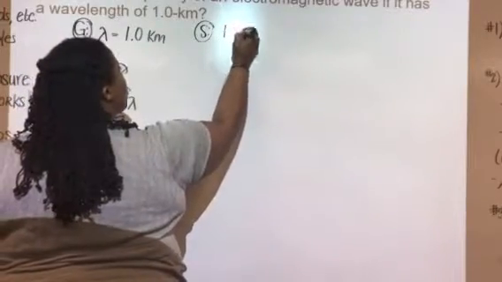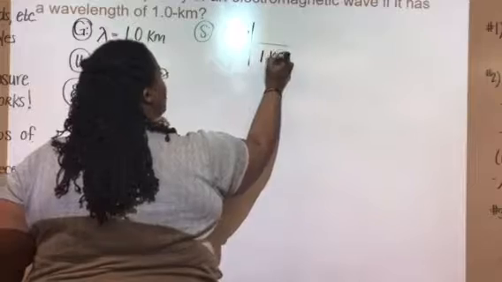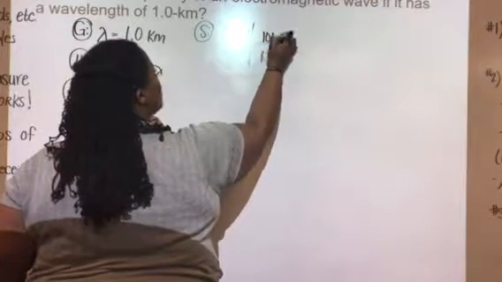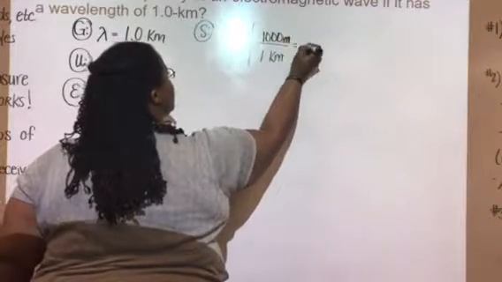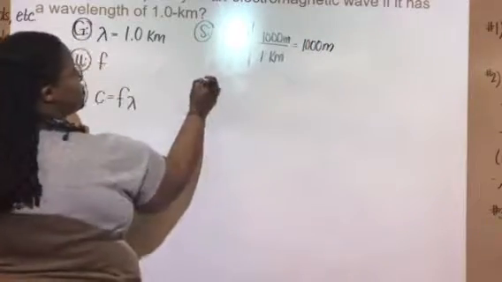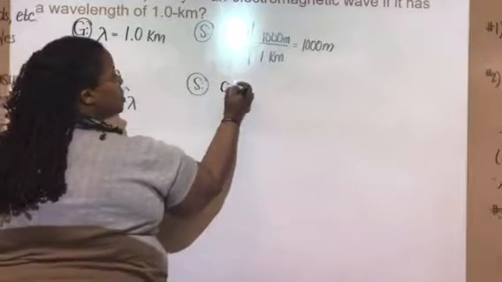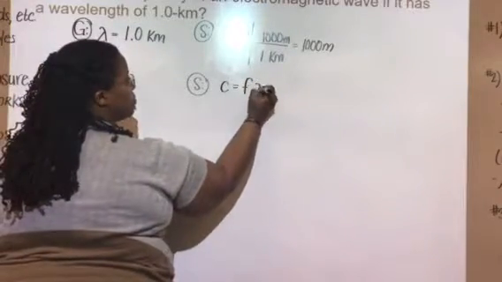So we have 1 kilometer. For every 1 kilometer, I have 1,000 meters. So that's what we're going to use as a part of our problem. It's time to solve. We're going to plug in. We start with our original equation.